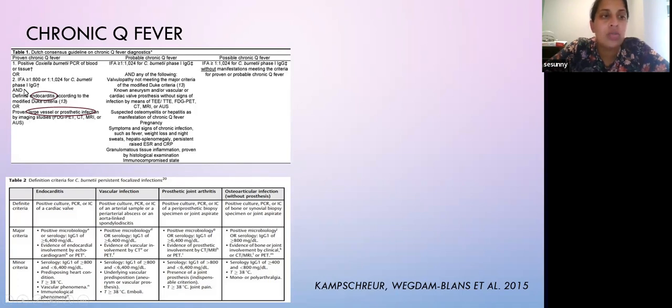In addition to that, you do need to have evidence of organ involvement, so either in the form of endocarditis, large vessel infection, or prosthetic infection. For the probable and possible chronic Q fever, there's various criteria that you need to meet, but the proven one is what's important.